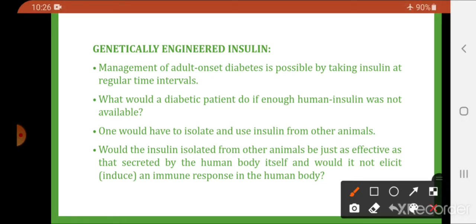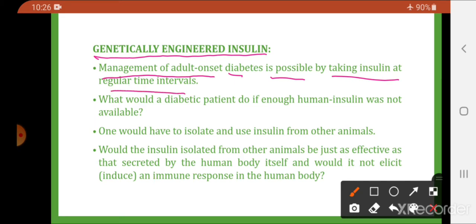So first of all, the genetically engineered insulin. Management of adult onset diabetes is possible by taking insulin at regular time intervals. So if we want to control diabetes, then by taking insulin at regular intervals, it can be managed.